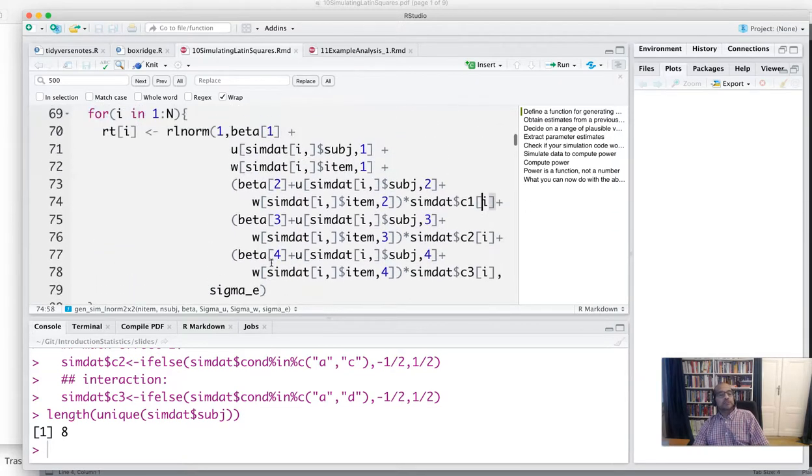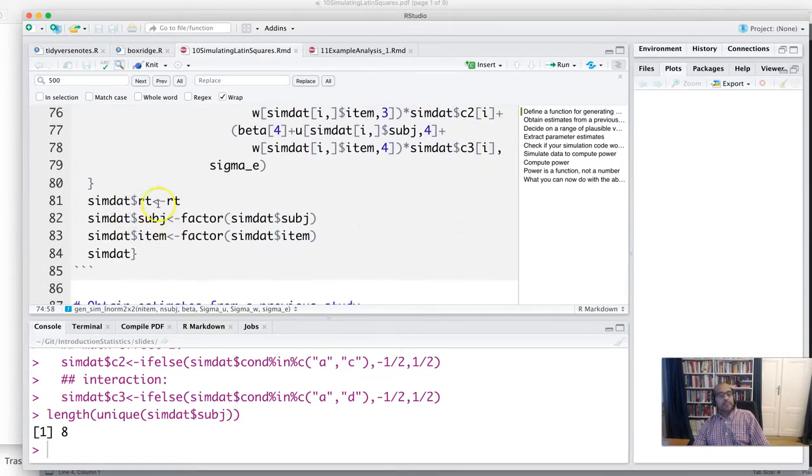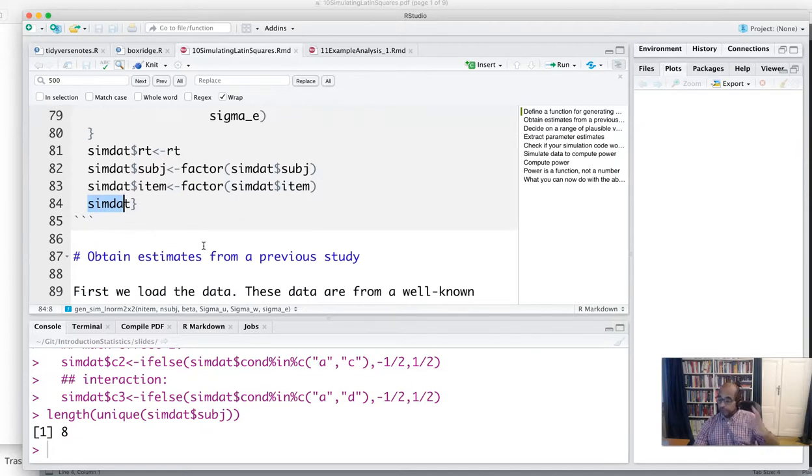Okay, so that produces the simulated data for me. I plug in that simulated data into my SIMDAT data frame, and then I just do some bookkeeping. I create subject and items as factors, and then I just print out the simulated data. That's the simulation code. It's pretty straightforward now, right? The only innovation here is that now we have first generated a Latin square data frame, and then we walk through that data frame in the usual way.